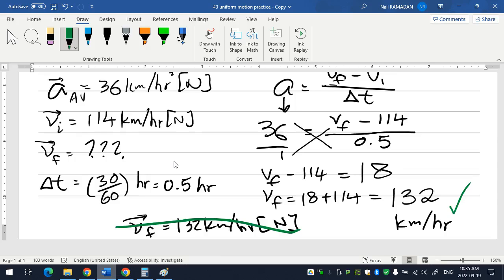All right? And that's today's lesson. That's all I wanted to cover. Just now we know exactly how to calculate backward and forward average acceleration and uniform acceleration. That's it.